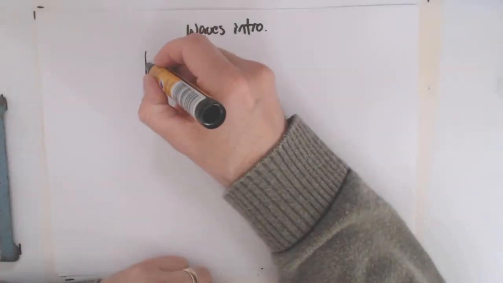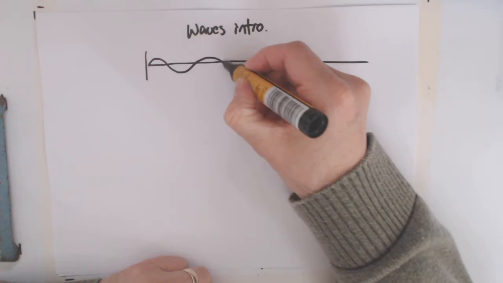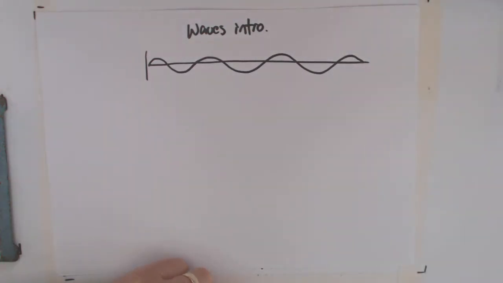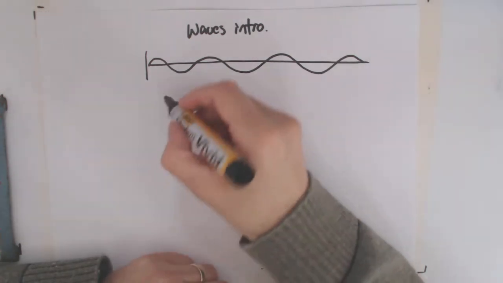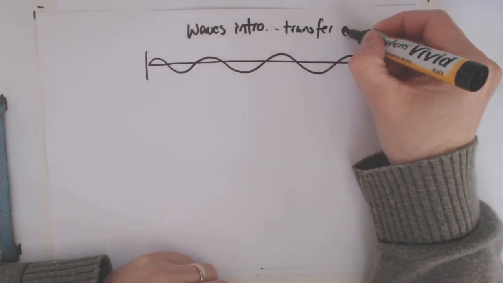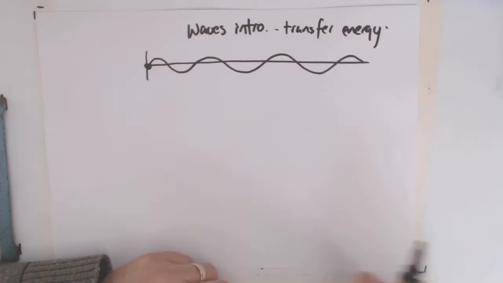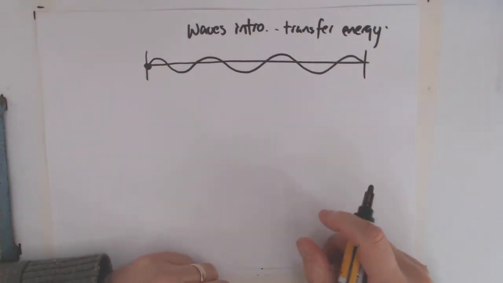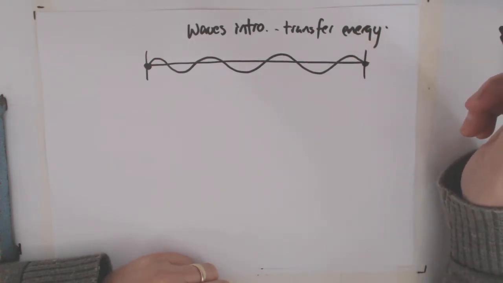Waves, I think the first type of wave you're probably familiar with. Waves at a beach, you've got troughs, you've got crests. Waves are all about transfer of energy. So there's a disturbance here, and after a certain time period, the disturbance is felt here. It's a transfer of energy.